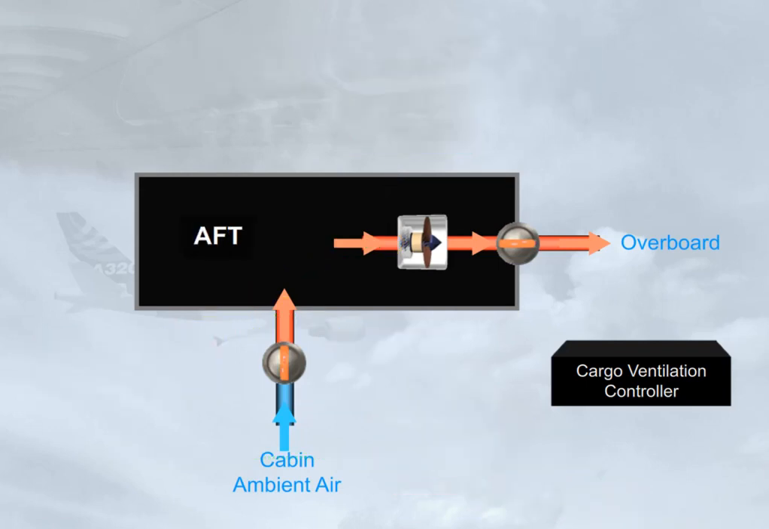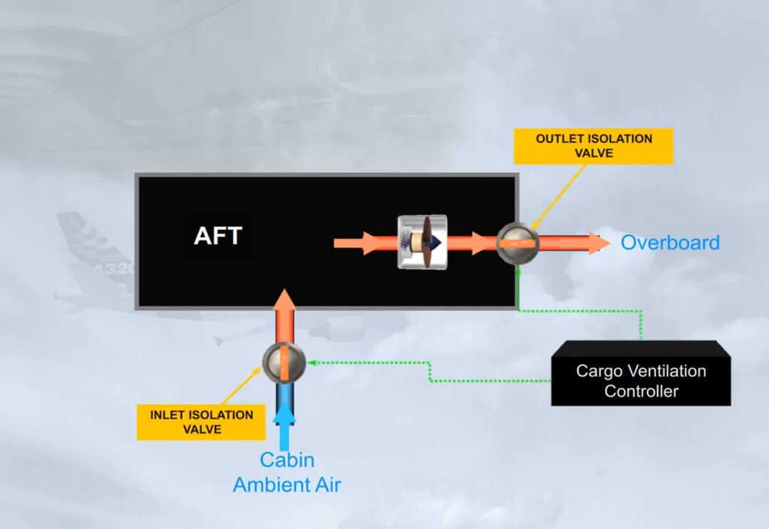For the aft cargo compartment, the same cargo ventilation controller controls the inlet and outlet isolation valves and the extraction fan. Note: the extraction fan runs continuously as long as the related isolation valves are open.